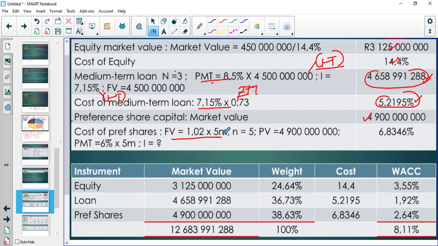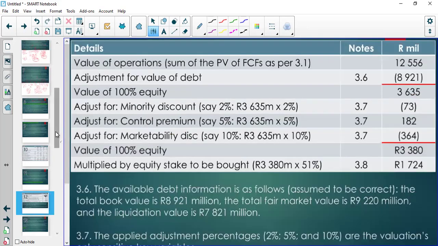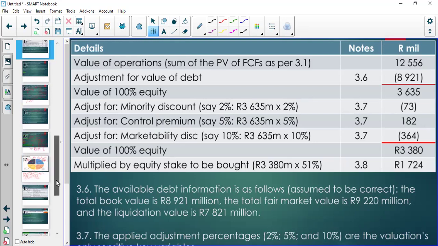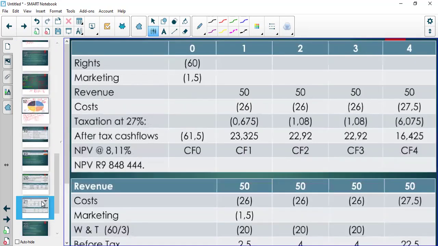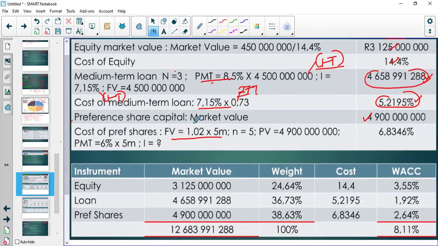What did I do? Is it 5 million? Oh yeah, it is 5 million. My apologies. I was making a mistake earlier to say 4.5. It is 5 million for preference shares. So then the future value will increase. We will have a premium of 2%. N is equal to that. The present value is given. Then the payment is 6% of 5 million. Then the interest, I got it as this.